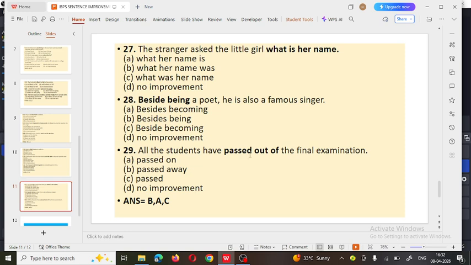Next, all the students have passed out of the final examination. Passed out of won't be there, only passed. All the students have passed the final examination. That is enough. Passed on has a different meaning. Passed away also has a different meaning. So in the sense of fail and pass, we need to use pass here. Option C is appropriate here.